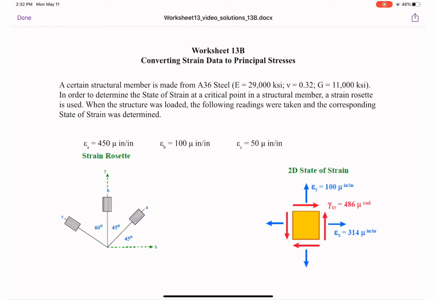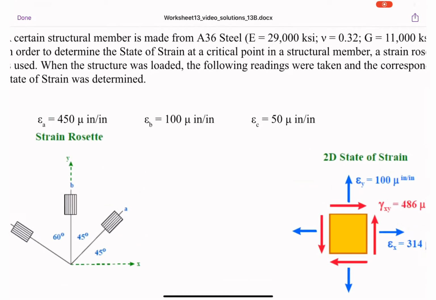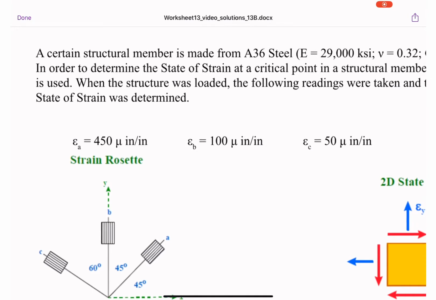If they don't give us this information in the problem, you can go to Appendix B of the textbook and find it. In order to determine the state of strain at a critical point in a structural member, a strain rosette is used. So basically, it's the same as worksheet 13A that we just did. When the structure was loaded, the following readings were taken and the corresponding state of strain was determined. So they give us epsilon A, epsilon B, and epsilon C.